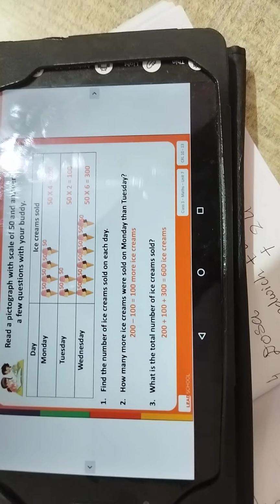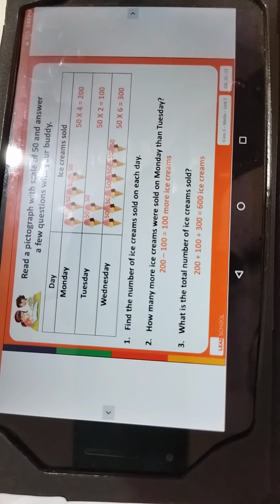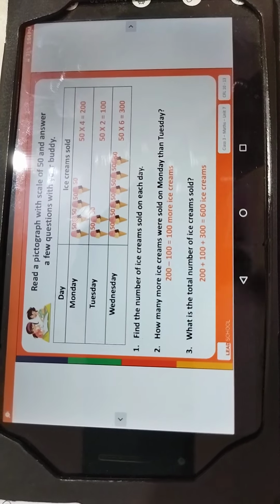Okay students, now your homework is to complete worksheet number 13 and 14 and send it to me before 3 o'clock in the WhatsApp group. You have to send this worksheet before 3 o'clock in the WhatsApp group.